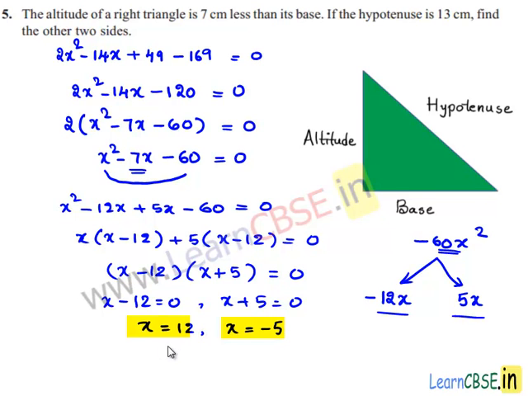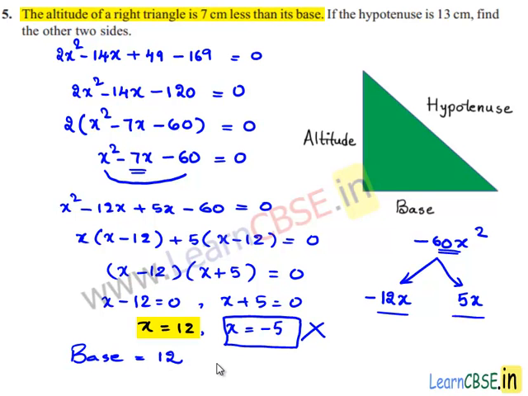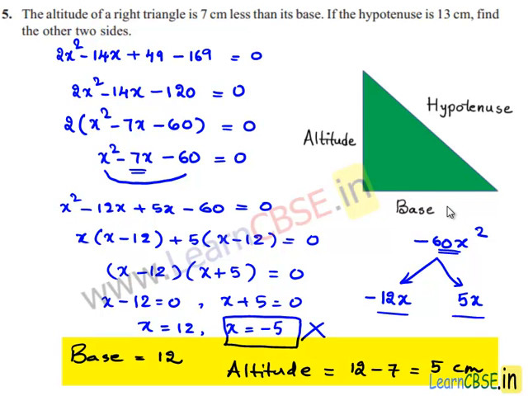Since x is a length, it can never be negative. So x is equal to minus 5 can be ignored. So x is equal to 12. That is, base is equal to 12. And altitude is x minus 7, which is 12 minus 7, that is equal to 5 centimeters. So base is equal to 12 centimeters and the altitude is 5 centimeters.